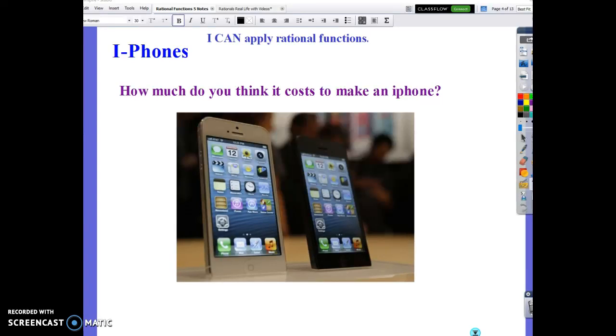Okay, so today we're going to be learning about how we can apply rational functions to the real world. I'm going to start off talking about iPhones, since all of you know what iPhones are. I'm sure many of you probably have iPhones. So we're going to talk about how much it costs to make an iPhone.